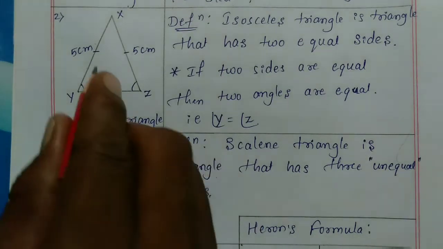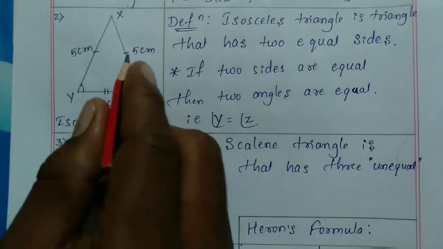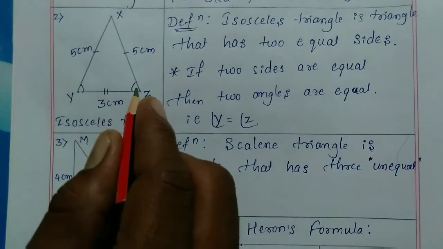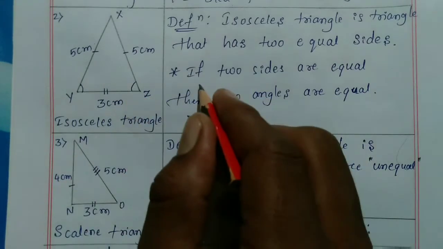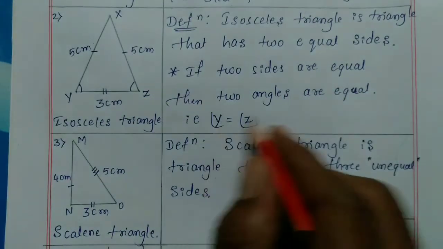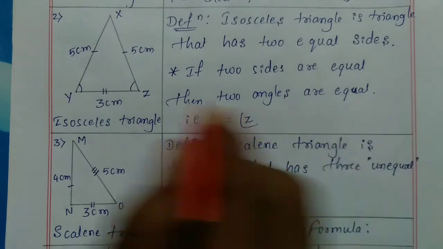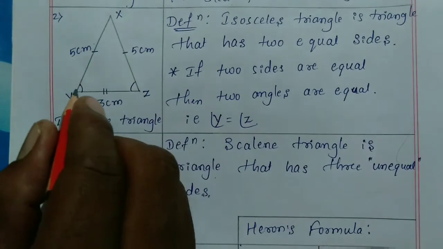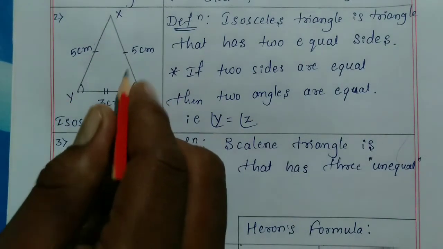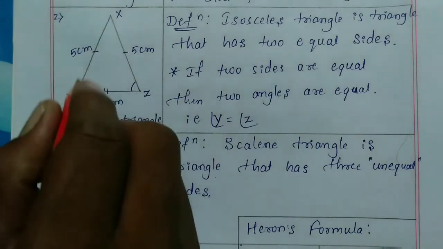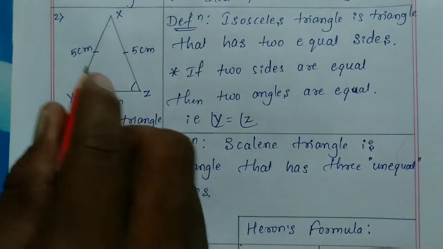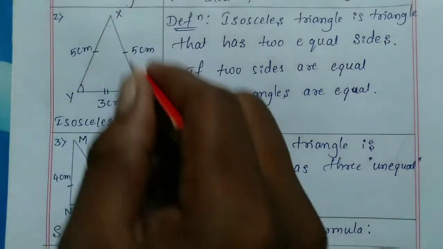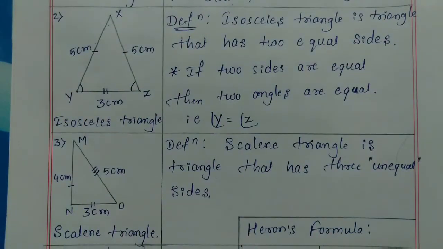See, if these two sides are equal, then these two angles are equal. Okay. So you can write here, if two sides are equal, then two angles are equal. That is, if these two sides are equal, then these two angles are equal. Right. So next I will go to scalene triangle.